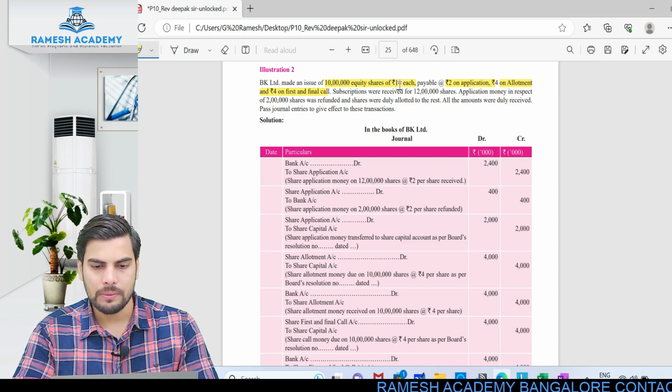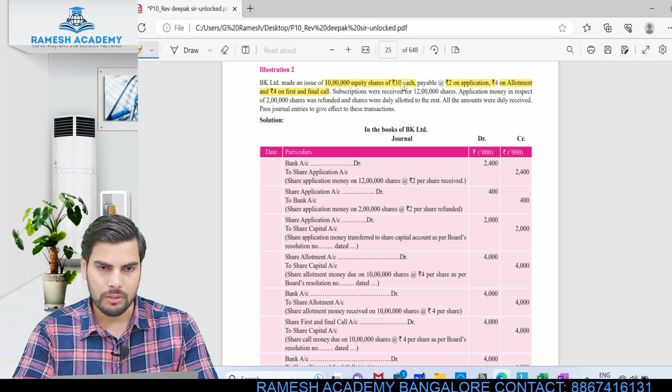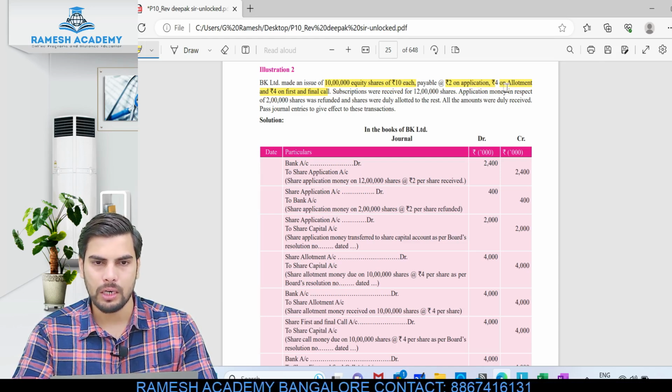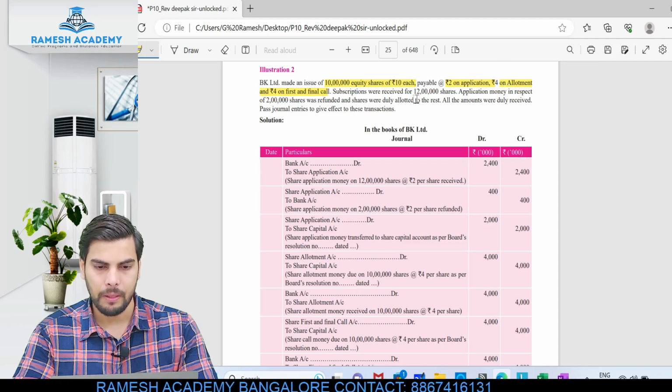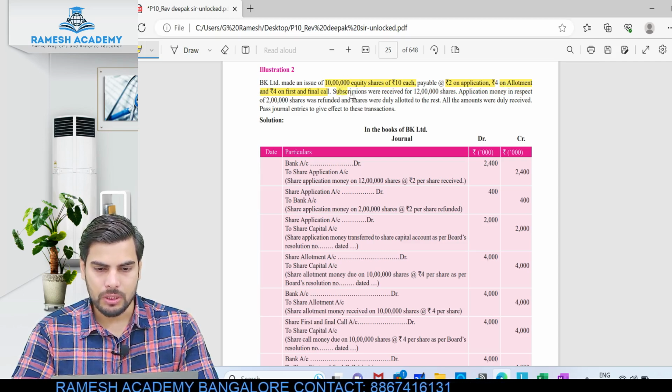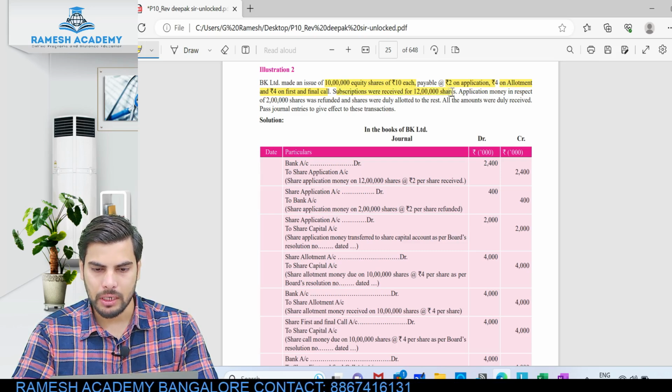Okay, so look at this. Here the issue price is 10. This is not received in one shot, this is received in installments. Out of this 10 rupees, 2 rupees is received at application stage, 4 rupees at allotment stage, and 4 rupees at first and final call. Subscriptions were received for 12 lakh shares.